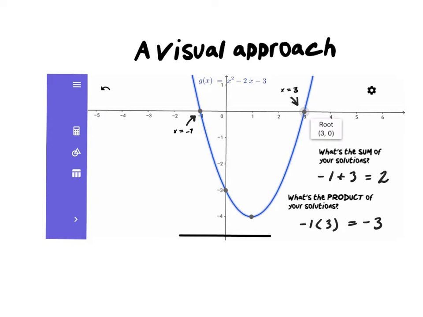Now let's take another look at the sum. If you notice, the sum has an opposite relationship to the middle coefficient. So let's look at the middle coefficient. It's a -2, but the sum is +2.